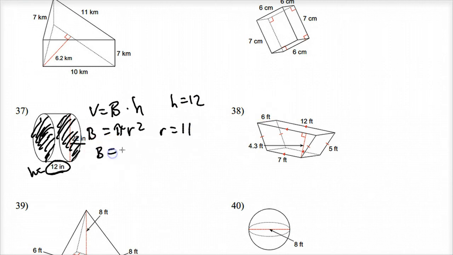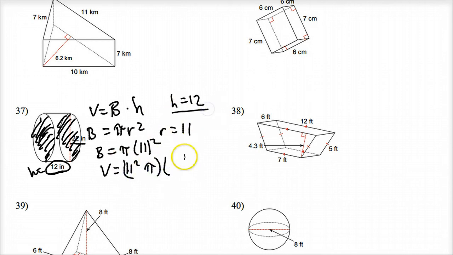So the area of the base then is pi times 11 squared. Then the volume, which is the area of the base times the height, is going to be 11 squared times pi, and then times the height, 12. So it's really just putting your pieces together. It's not as hard as you would think, but it's definitely a little bit tricky sometimes to see the pieces.